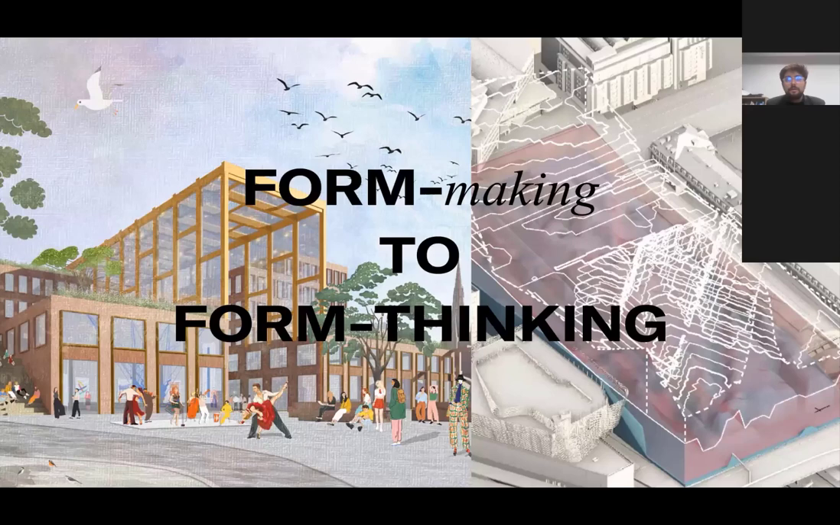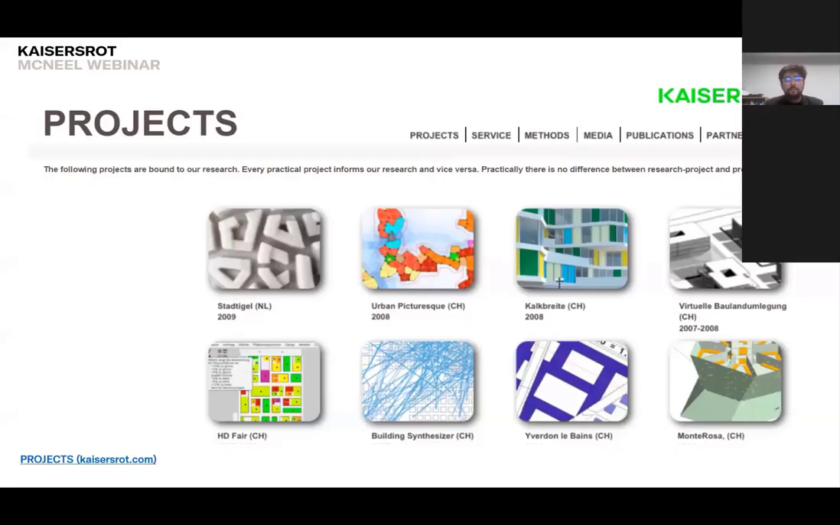But in the end, it's all about this: our scope of computational design doesn't go to form making, but rather to form thinking. How do you frame your thoughts to then lead into the design that you want to do? I really invite you to look into the website of Kaisersrot. It's much more interesting than anything that I have ever done, and I'm still trying to figure out how they could do these things 20 years ago. So I really invite you there.